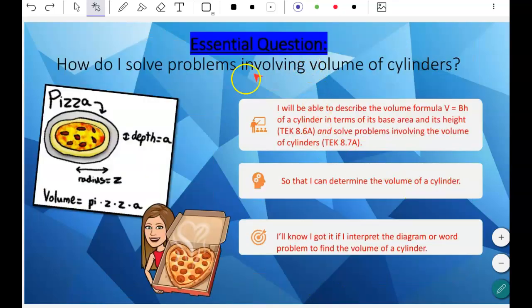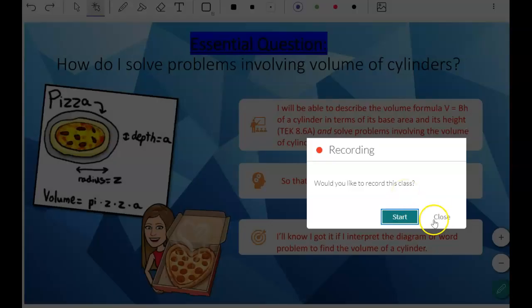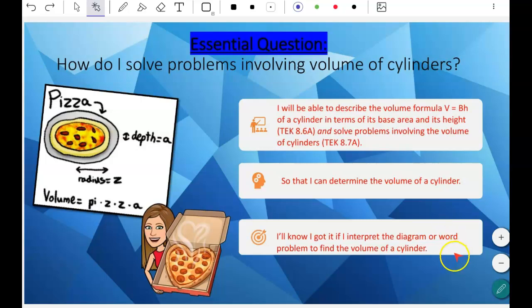So today's essential question: how do I solve problems involving volume of cylinders? I will be able to describe the volume formula, V equals BH, of a cylinder in terms of its base area and its height, and solve problems involving the volume of cylinders so that I can determine the volume of a cylinder. I'll know I got it if I can interpret the diagram or word problem to find the volume of a cylinder.